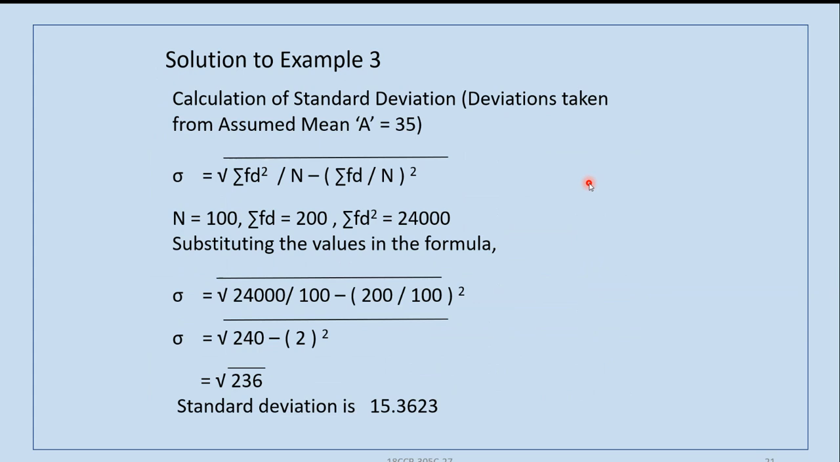Substituting the values in the formula, we get sigma, that is standard deviation, is equal to under root 24,000 by 100 minus 200 by 100 whole square, that is 240 minus 2 whole square, that is 4. So 240 minus 4 is 236 under root. So the standard deviation is square root of 236, that is 15.3623. So this is the method of calculating standard deviation for the assumed mean.